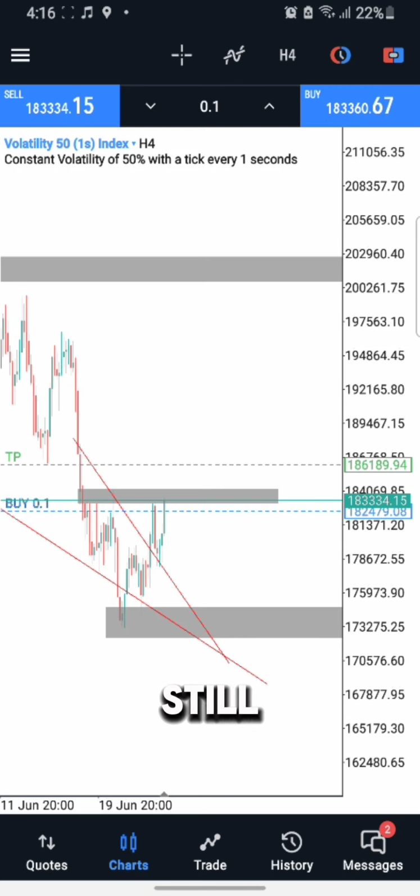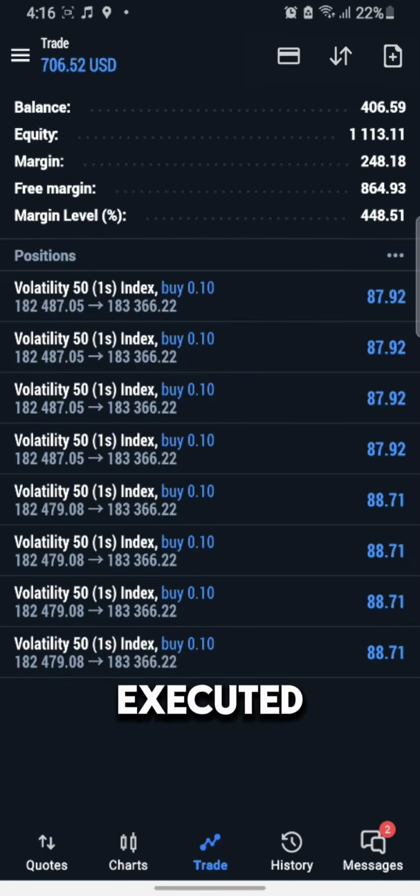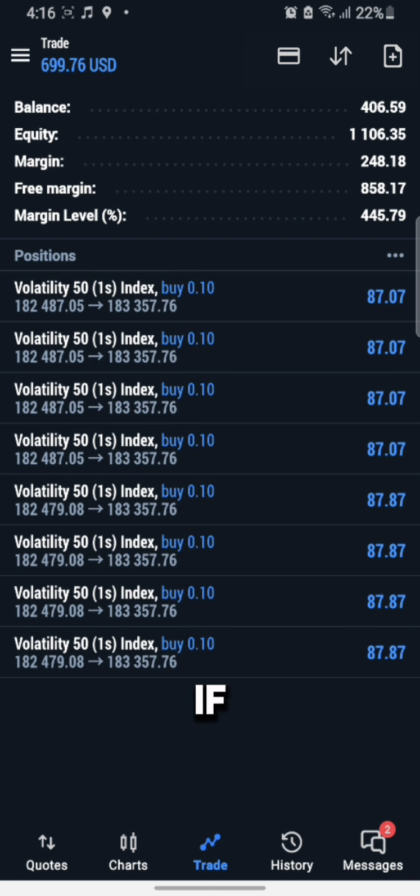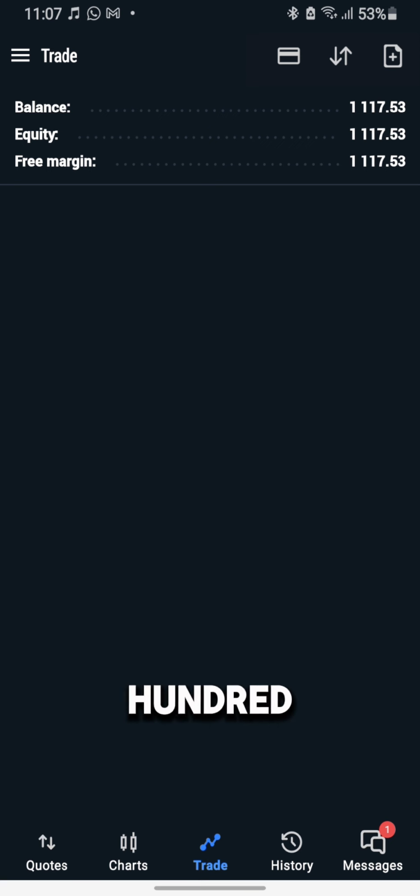As you can see, it's still the same position that I executed the market, and also if you can check the time, it's still the same time that I executed the market. So these are very important. Now we are in 1100. So this is kind of luck, because I wasn't expecting to stay in the market even if the market closes.